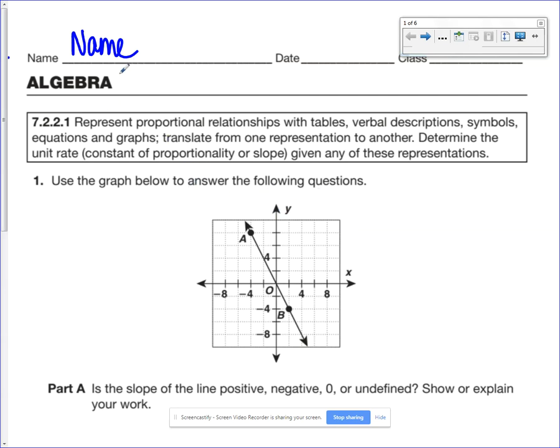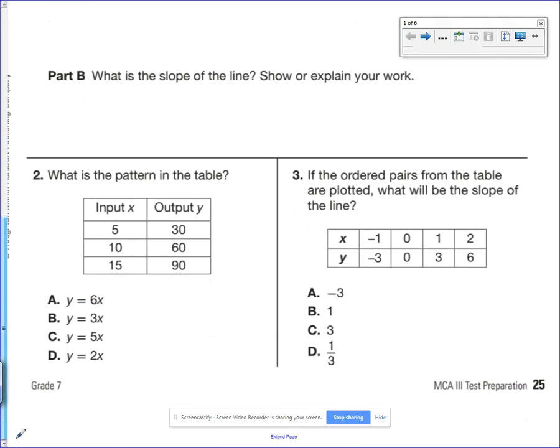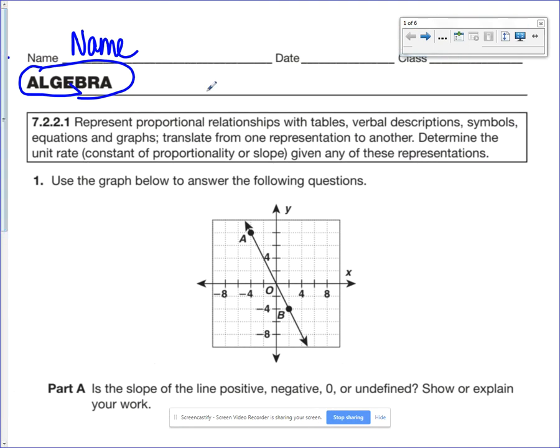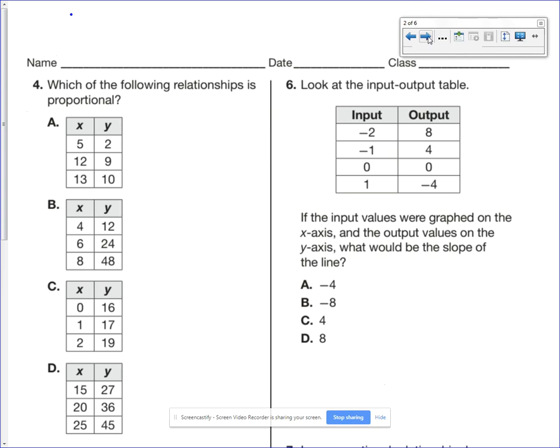So you've picked up this packet and put your name on the top. It should say algebra on the front of it, and you'll notice it says 7.221 and it has a graph like this. And I think it says page 25. Yep, that's the page number. What we're going to do is I want you to skip this page. We're going to come back and do this, but we'll do it together a little bit later.